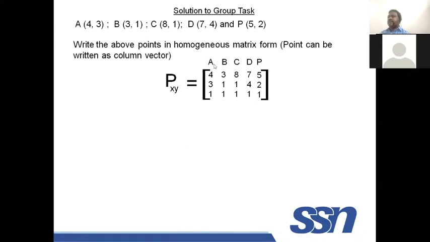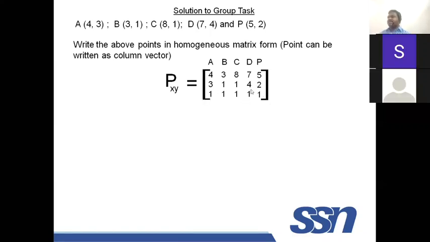Okay. This point A is this one. Point B is this one. So 3, 1, 3, 1, 1. Why this 1 is appearing? In order to represent homogeneous. It's a homogeneous representation. Okay. Likewise, P 5, 2, 1. So this order can also be changed. In that case, you have to remember which order you have mentioned every point in the matrix.